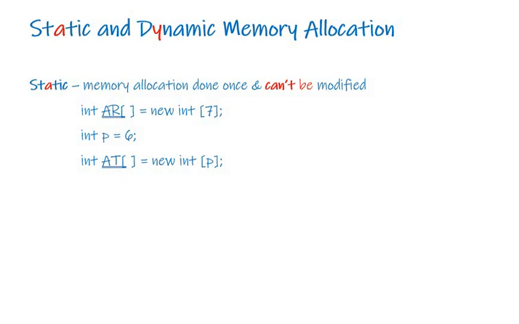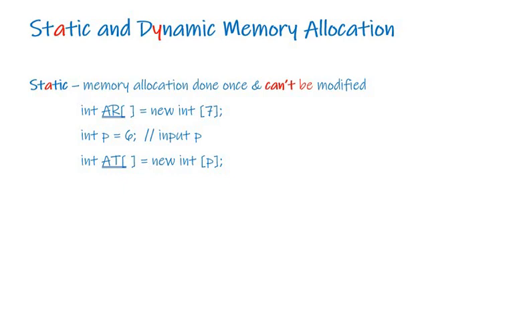And in case of AT, I am taking a variable P. Now this P also could have been an input statement. Like I could have taken input of P as well. Input of P also would be equivalent, and that would also give me a correct compilation.